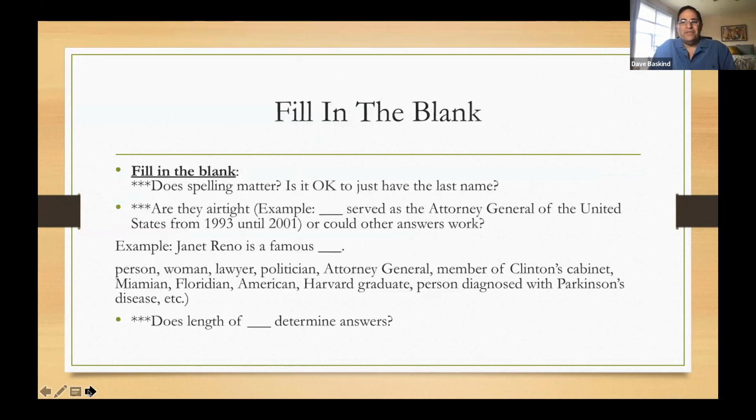We'll go next to the fill in the blank items. And the first thing I want to point out there is that you've got to watch out for spelling issues. If the test is being auto-graded, which I know a lot of instructors opt for, the student may type in an answer and it may be counted as wrong because it was misspelled, even if the students know the information. Pay attention to that. Likewise, is it okay if the students just list the last name?